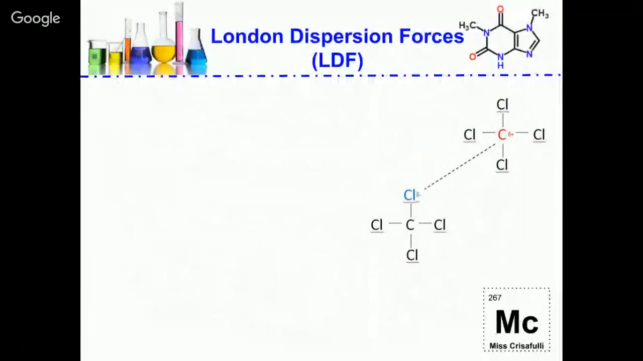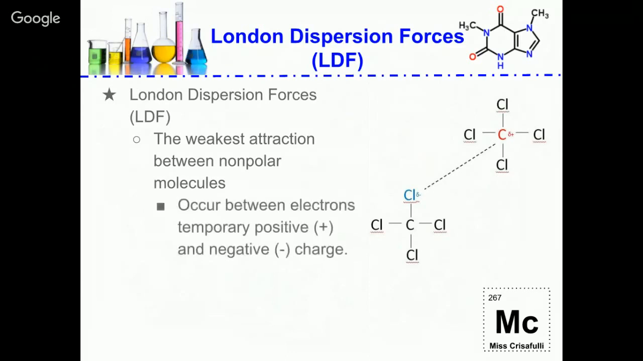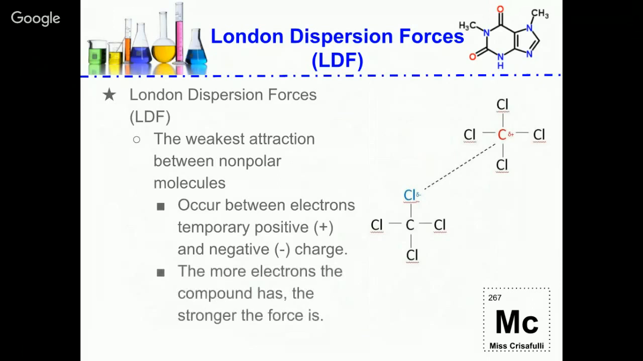Then the last one is London dispersion forces, or LDFs. These are the weakest attraction between nonpolar molecules. They occur between electrons that are going to be temporarily positively and negatively charged. The more electrons that a compound has, the stronger the force is. So here's an example between carbon tetrachloride. The two carbon tetrachlorides are going to both be nonpolar molecules, and they're going to be attracted to each other by these LDFs.